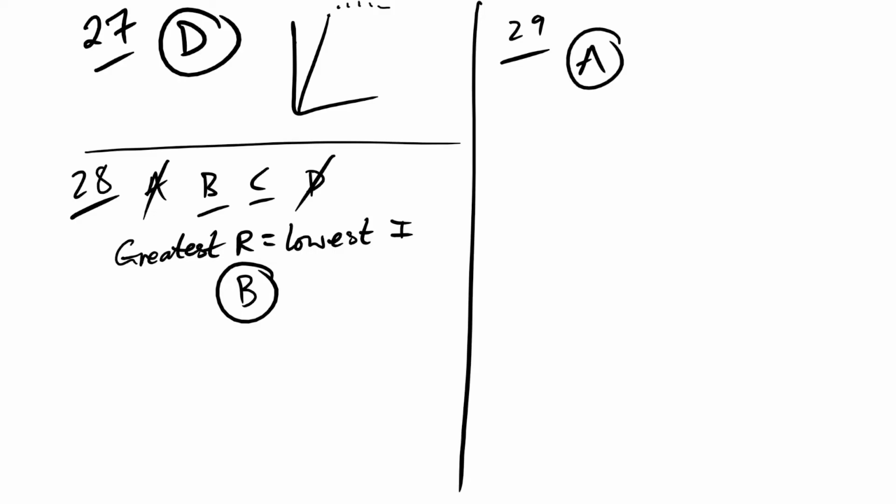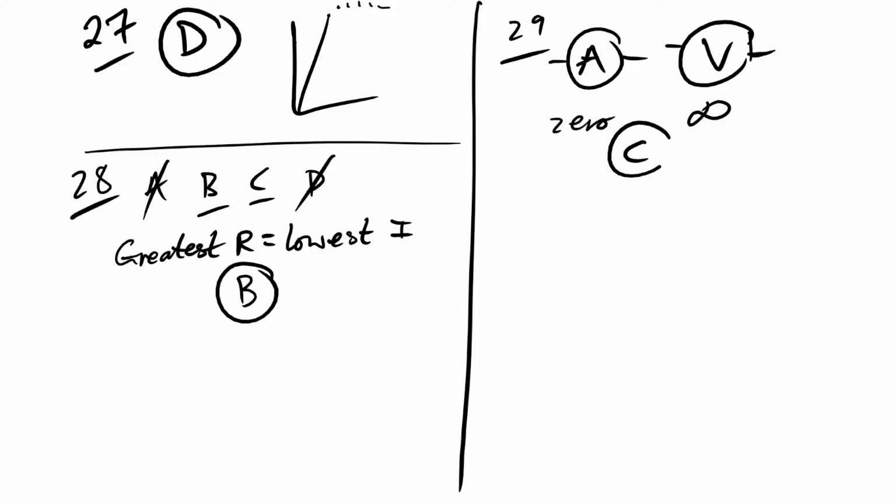We should have 0 resistance for an ammeter. What about a voltmeter? We should have infinite. So therefore the answer is C, because we don't want current to leak through anything that's in parallel with our component.